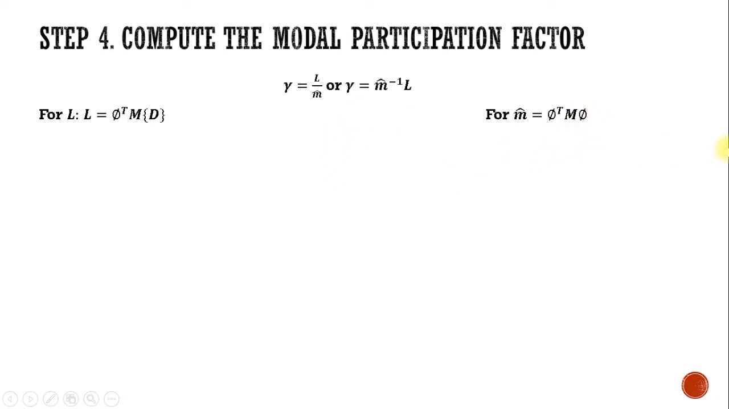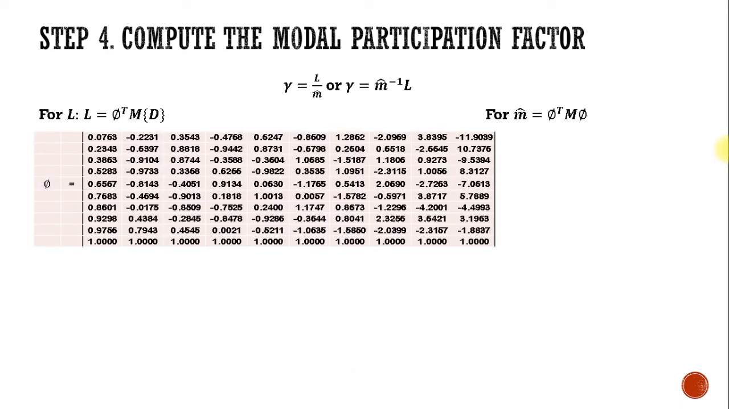In solving this, we need the components. For the mode shape matrix, these are what we obtained earlier. The first column is for the first mode, the second for the second mode, third mode, fourth mode, fifth mode, and so on. The last column holds the eigenvectors for the 10th mode.